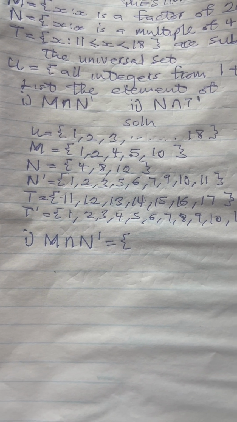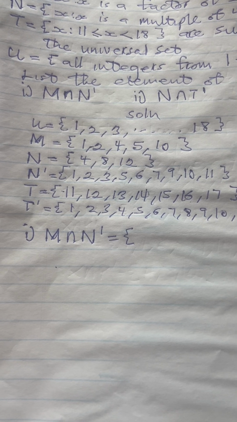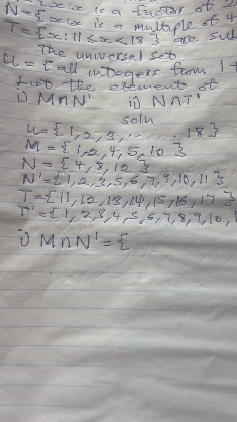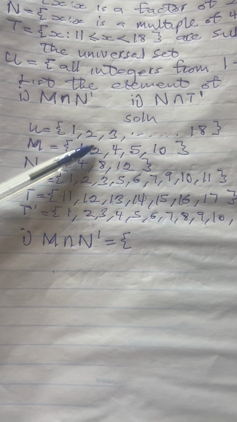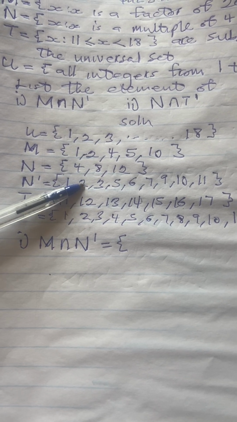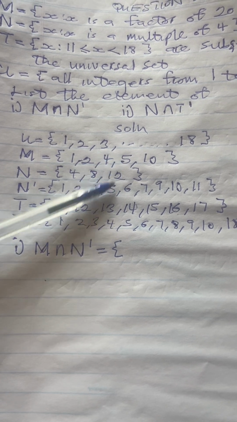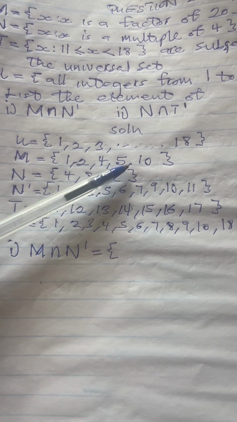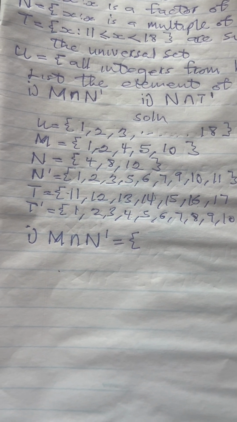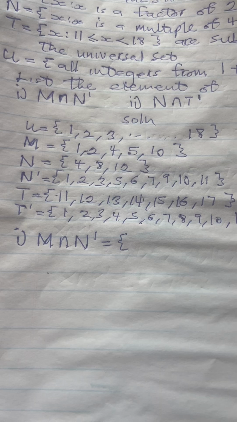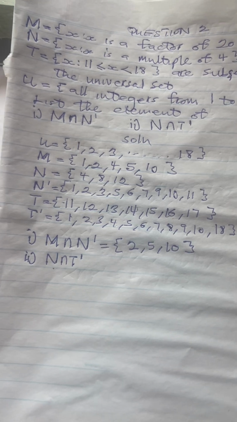So what are the numbers that can be found in both sets? So we have 2, right? Yes, 2 is here, 2 is here as well. Then we have 5 is here, 5 is here as well. Then we have 10 is here, 10 is here. So these three values, or these three elements, can be found in both m and n complement. So you write them.